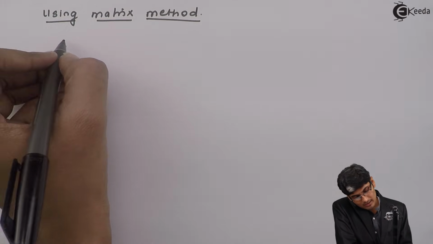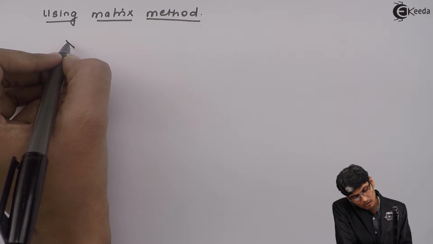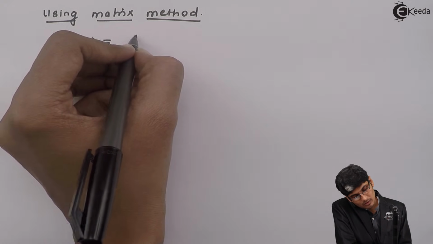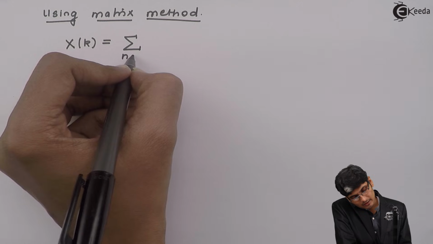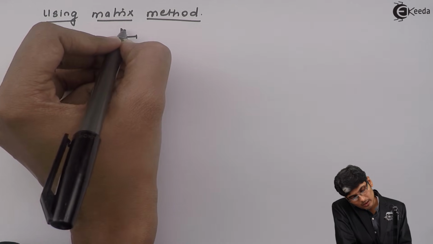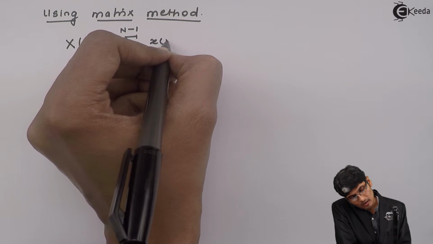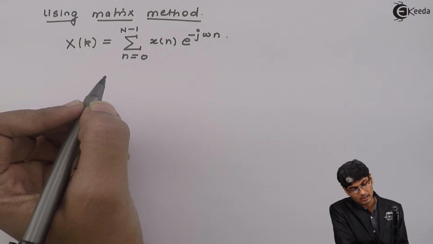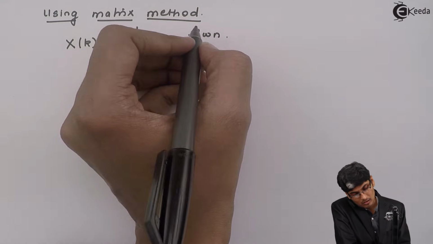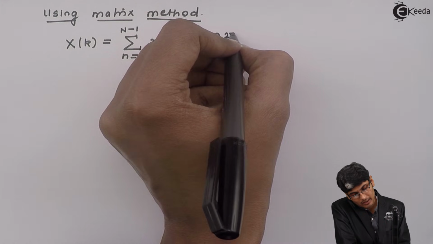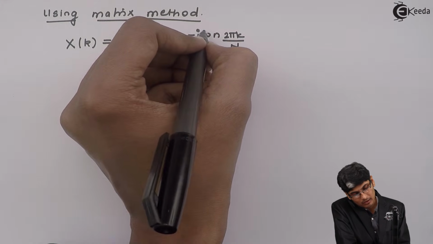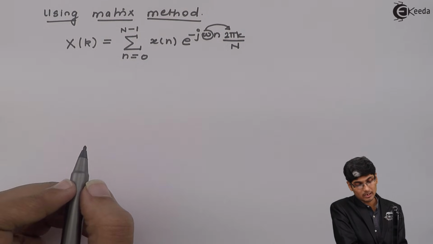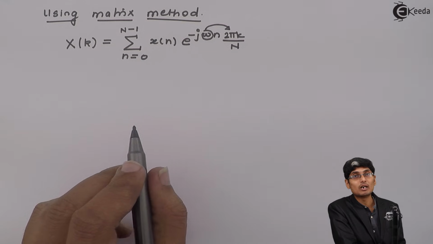Now, let us say that my definition of DFT is X of k, which is equal to summation n equal to 0 to N minus 1 x of n e raised to minus j omega n, or I should write 2 pi k by N instead of omega. Okay, so instead of omega I will write 2 pi k by N. So that is the definition of my DFT.